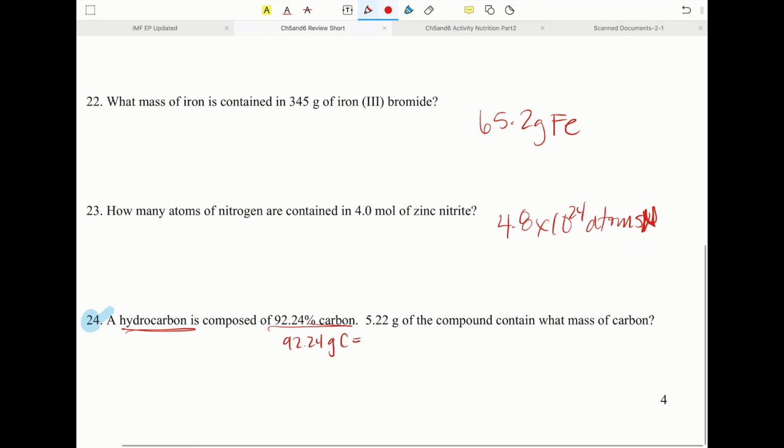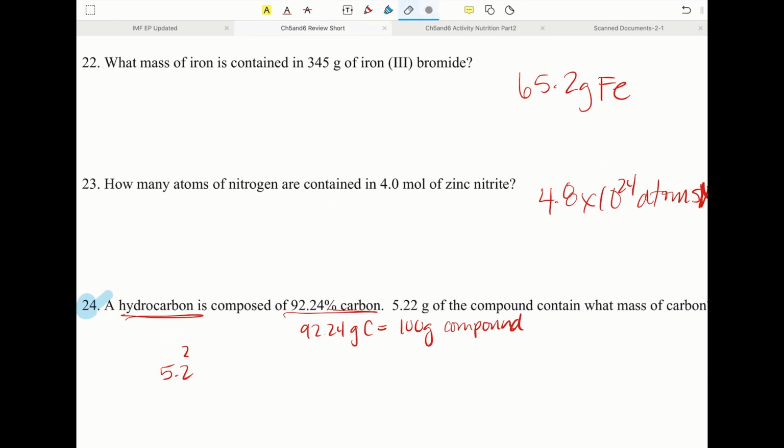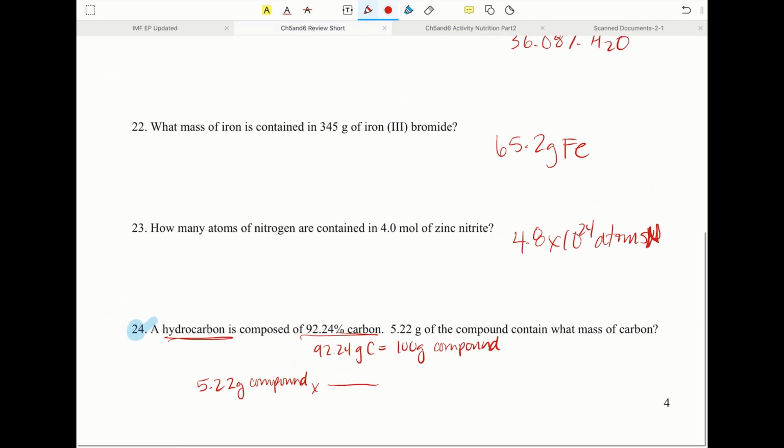Sorry for the weird iPad moving. But anyway, when we say that, and remember percents are by mass, it means that we have 92.24 grams of carbon for every 100 grams of compound, which means that every time you see a percent, that's more often than not going to be a conversion factor between the piece, in this case carbon, and the whole, in this case the compound, right?